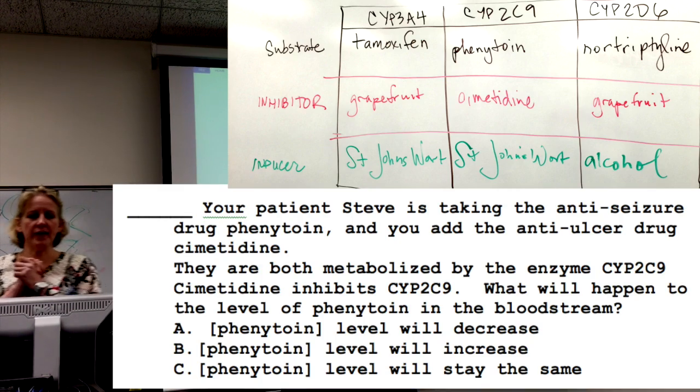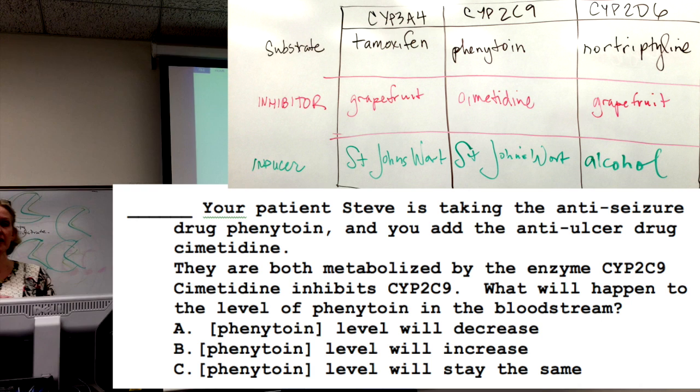All right, so here's another patient. So we have a patient, Steve. All my patients seem to be named Steve or Bob or John or Mike or something. He is taking an anti-seizure drug called phenytoin. So he decides he has heartburn and he starts taking Tagamet, which is over the counter. So these are both metabolized by the enzyme CYP2C9, and we want to know what happens to the level of phenytoin.